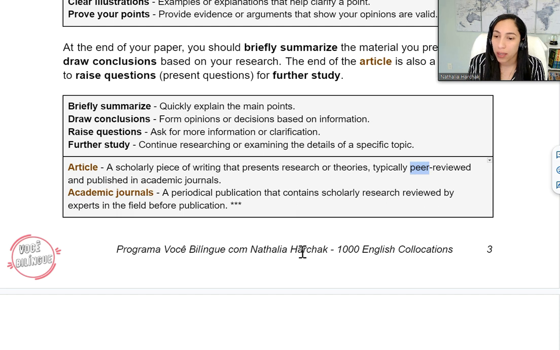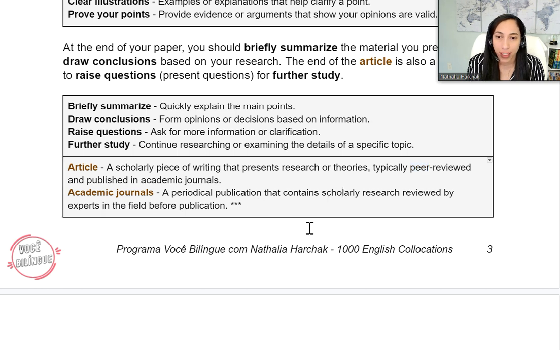And okay, academic journals: a periodical publication that contains scholarly research reviewed by experts in the field before publication. So you normally don't hear about this unless you are in college, okay? And normally this type of research is really advanced, okay? So for example, somebody who needs to graduate from a doctoral program would probably have to write academic journals because those type of courses are based on research. All right.